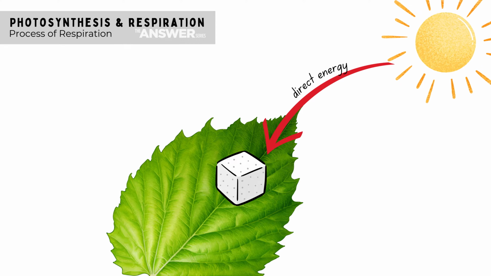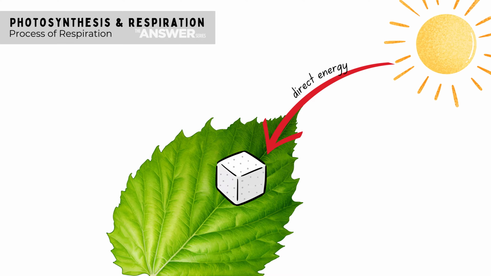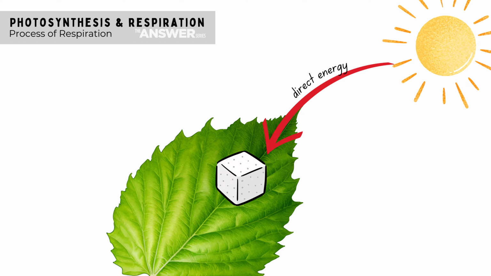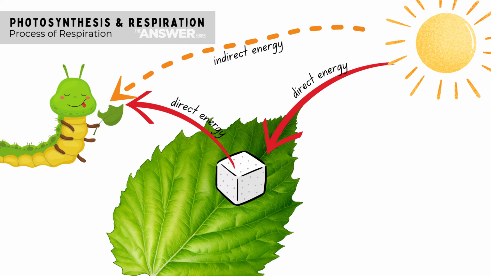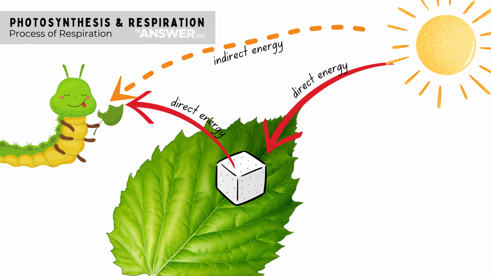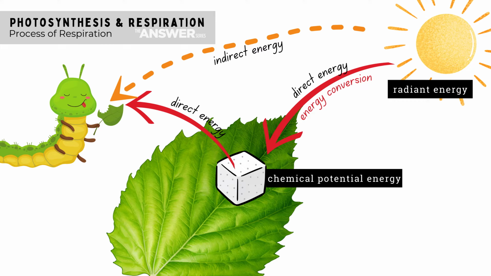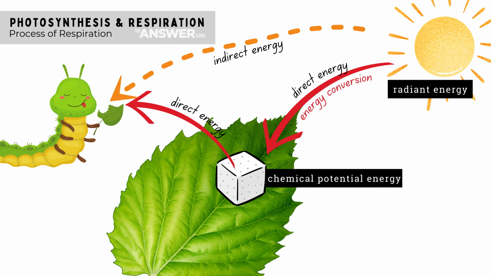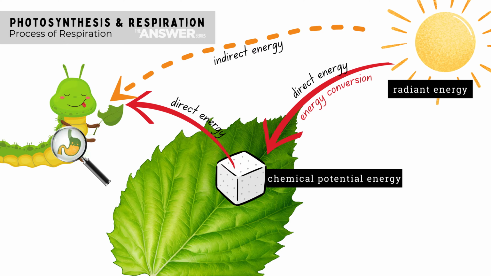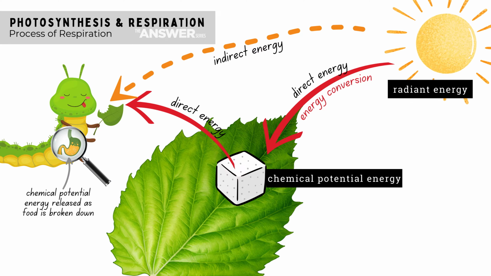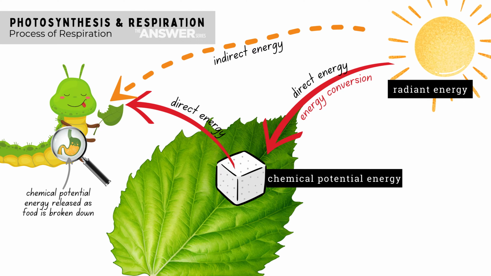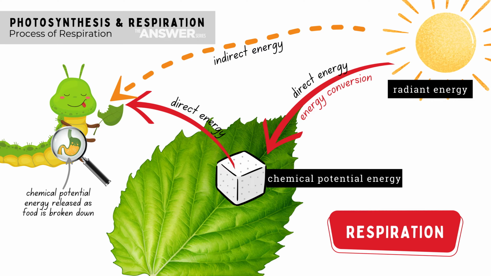As mentioned in a previous video, plants obtain their energy directly from the sun, but animals can only obtain this energy from their food. During photosynthesis, radiant energy from the sun is trapped and converted into chemical potential energy in food, such as glucose or starch. This chemical potential energy needs to be released so that it can be used for metabolism and life processes. The process whereby energy is released from food molecules is called respiration.